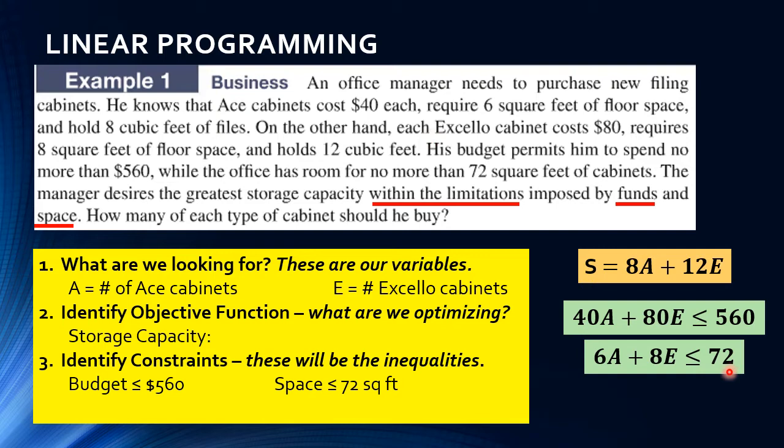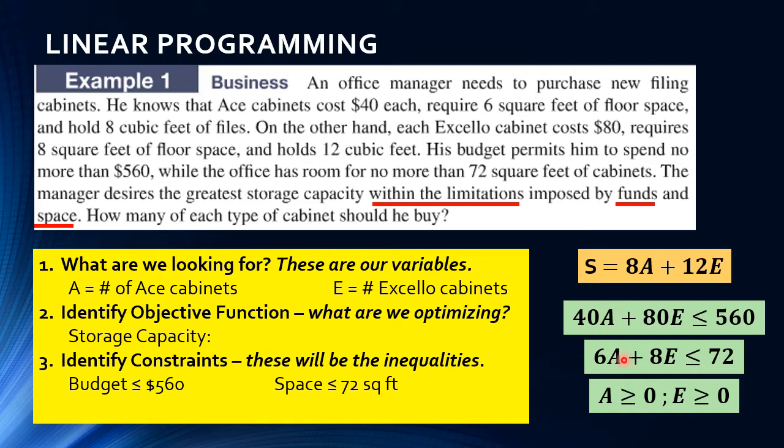Now there is another limitation here that we haven't addressed, and it's important to think about. Can we have a negative number of cabinets? No. So both the number of ACE cabinets has to be greater than or equal to 0, and the number of Excello cabinets has to be greater than or equal to 0. And this is pretty standard, right? Because we're looking for something. Negatives usually do not apply in practical world problems when we're trying to figure out what the variable is or the answer to our question.